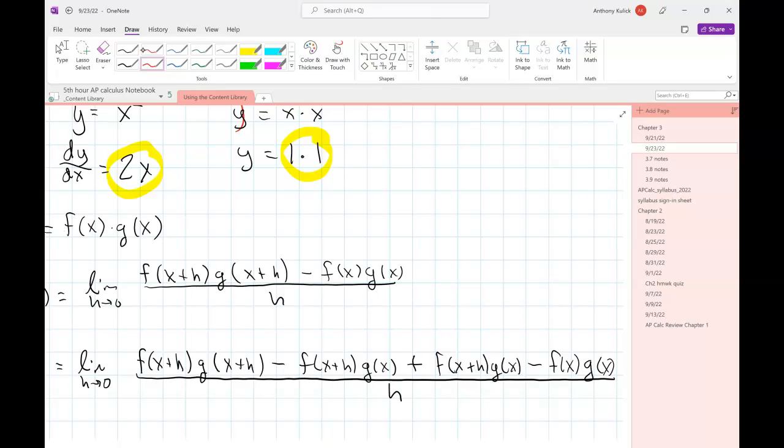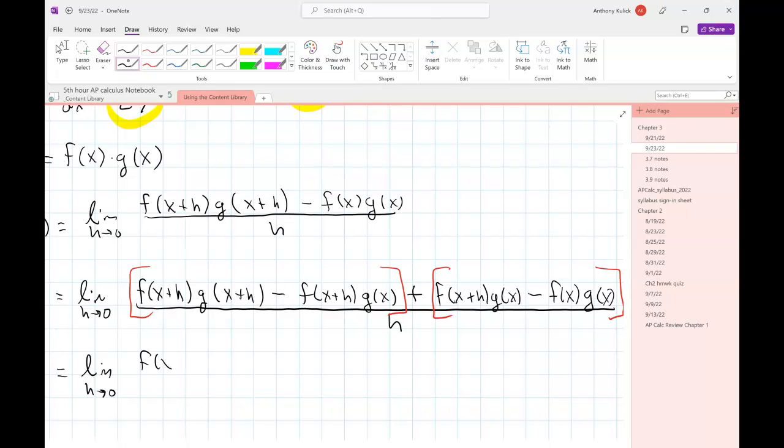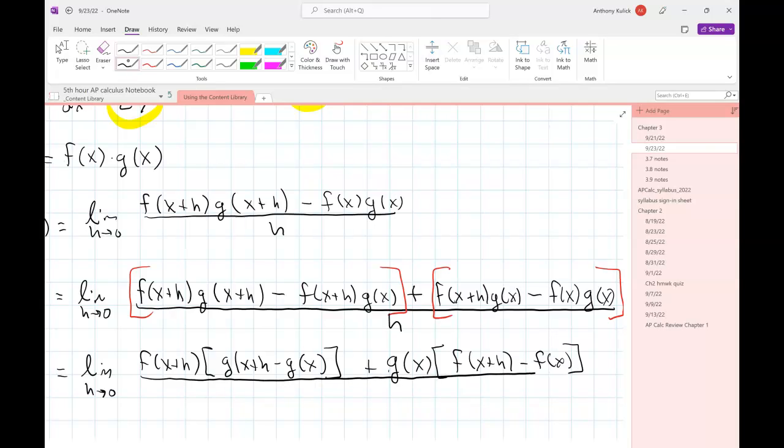You ask, Mr. Gulick, why would you want to do that? Well, if I form two groups now, I see that I have some factor by grouping possibilities where the piece that's going to be left over inside the group is going to look a lot like a derivative definition. Everybody cool?